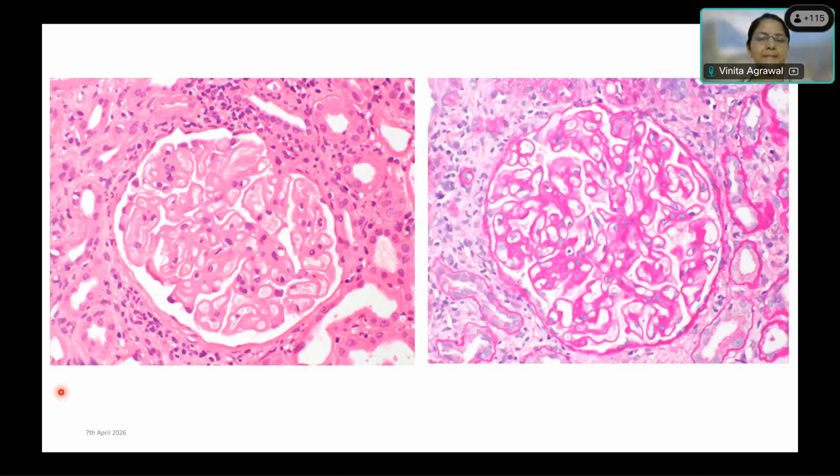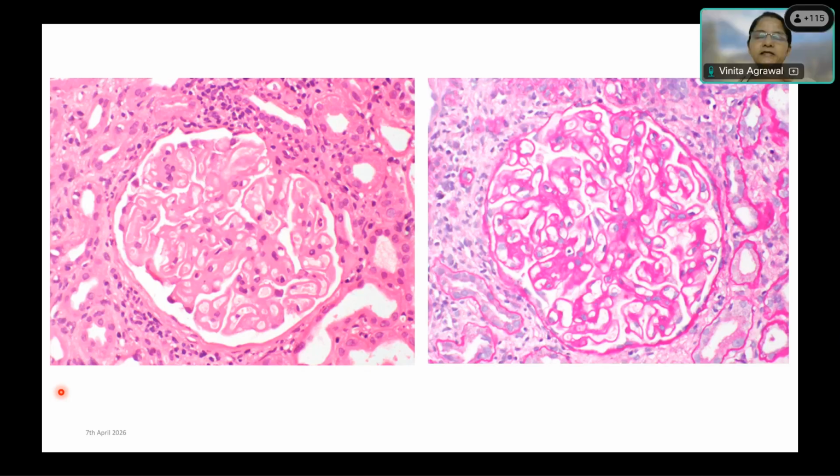Left H&E stain showing thickening of capillary walls, and no endocapillary proliferation, no crescents. Good. And PAS also shows diffuse capillary wall thickening.